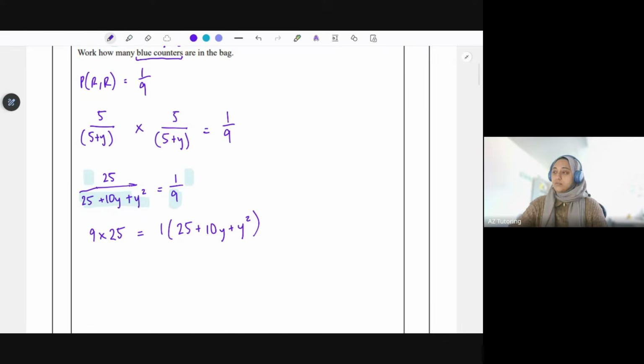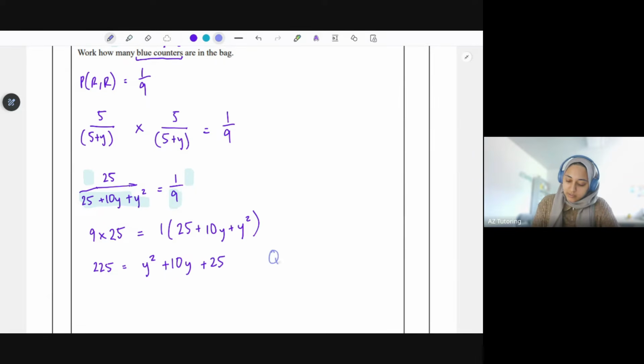Okay, 9 times 25, that gives me 225. That equals 1 times all of this, which just remains the same, but I'm just going to rearrange the order. I'm going to put Y squared first, and then Y, and then the number. Now what you should notice here is that we've got a quadratic, because we've got something Y squared, we've got something Y, and we've got a number.